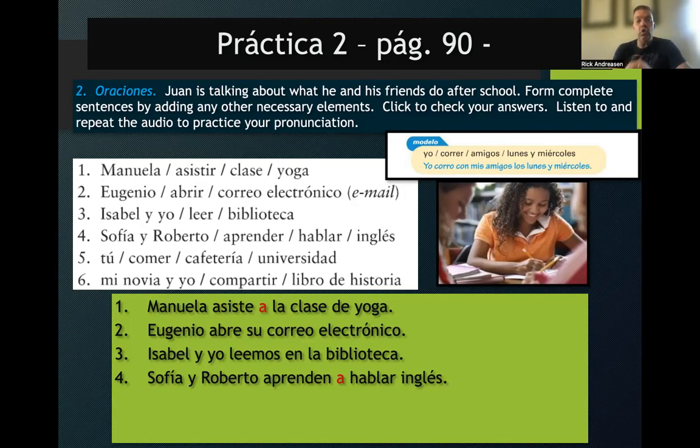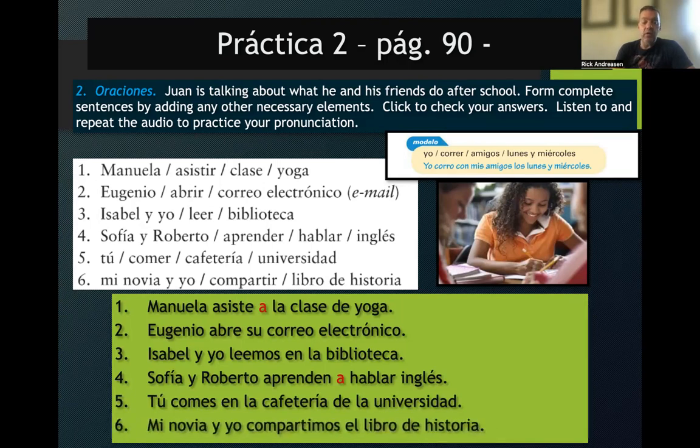Número 5, tú comer cafetería universidad. Un ejemplo, tú comes en la cafetería de la universidad. Número 6, mi novia y yo compartir libro de historia. Mi novia y yo compartimos el libro de historia. You could say un libro de historia. You could say dos libros de historia. But you're using all those components and you're making sentences that make sense.